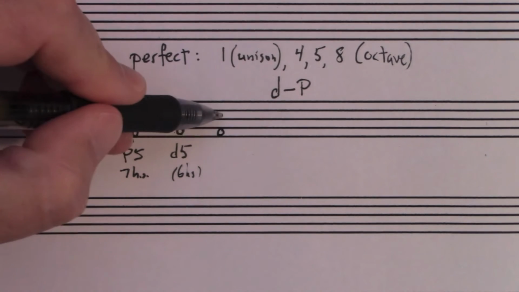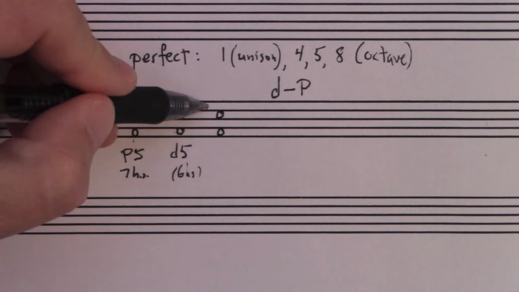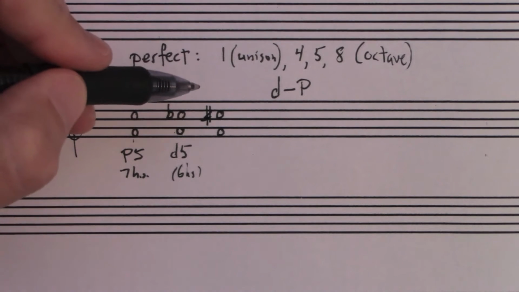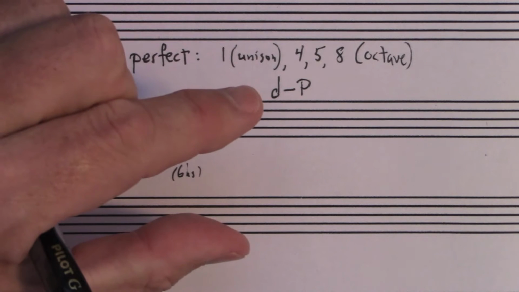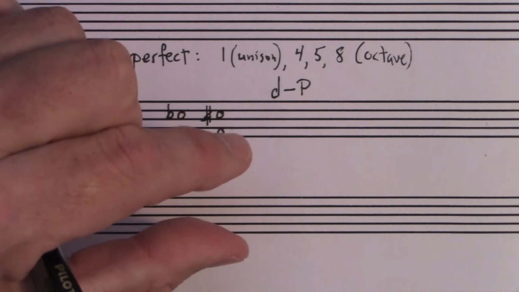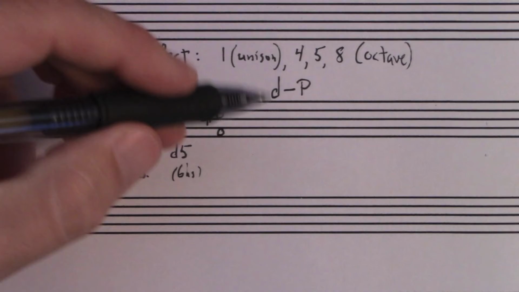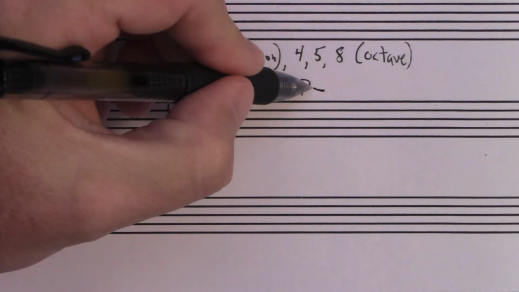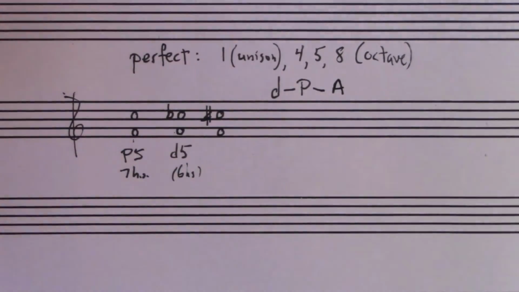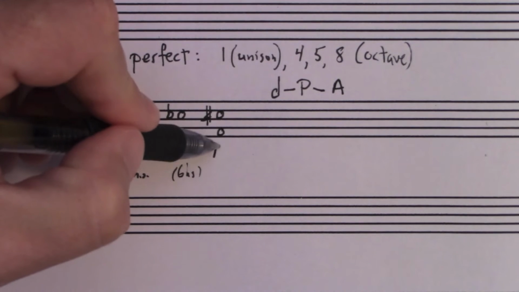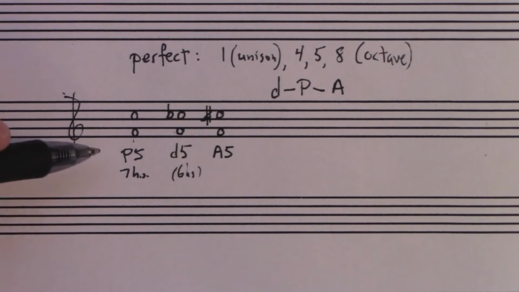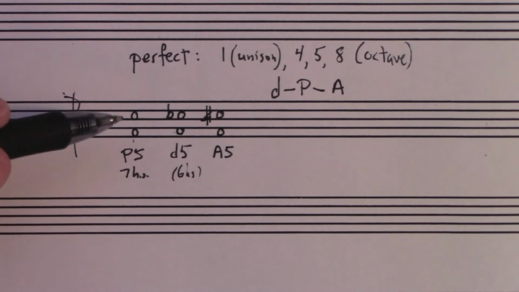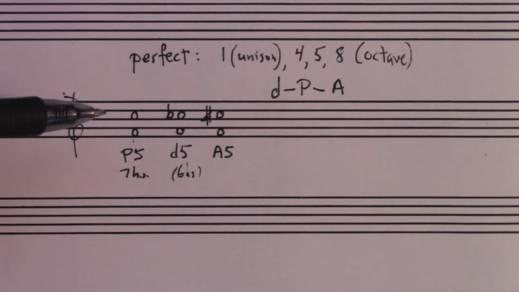Let's take our perfect fifth again. What if we sharp the top note? Well, we have our 2 notes. We raised the top one, so it made it 1 half step bigger. So add a half step to perfect, becomes augmented. So this is an augmented fifth. And that's how that works.